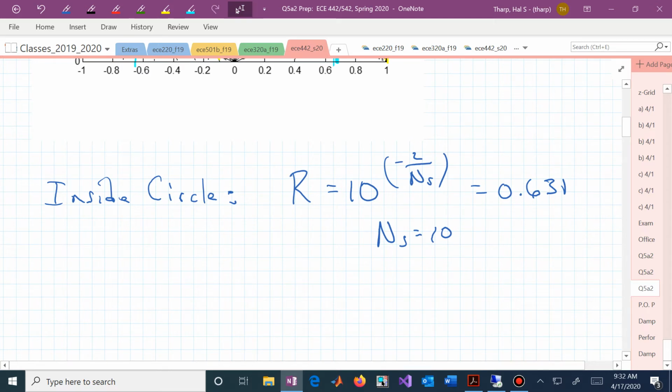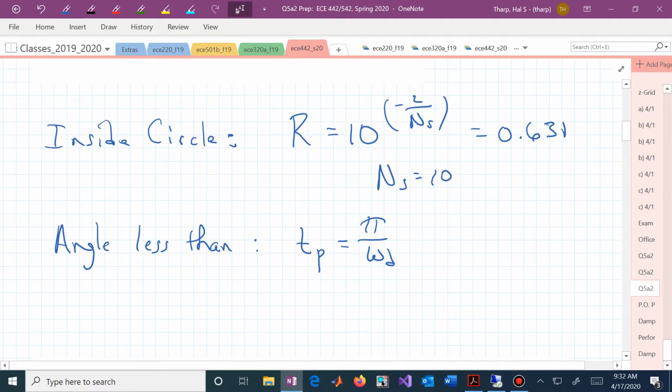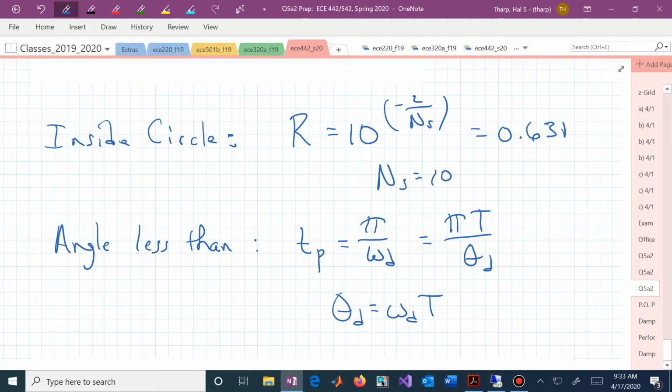So now we are angle less than whatever this time to peak spec, and our time to peak spec is related in the analog setting to our damped frequency of oscillation omega sub d. But we also know the relationship between omega sub d and theta sub d, and solving that for omega sub d allows us to rewrite our peak time relationship as pi T over theta sub d.